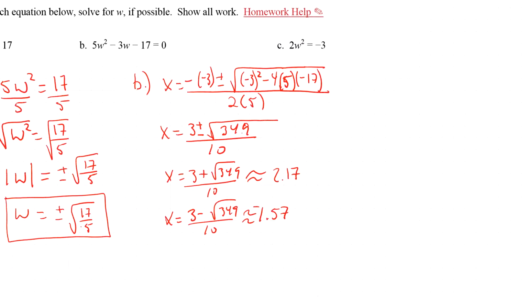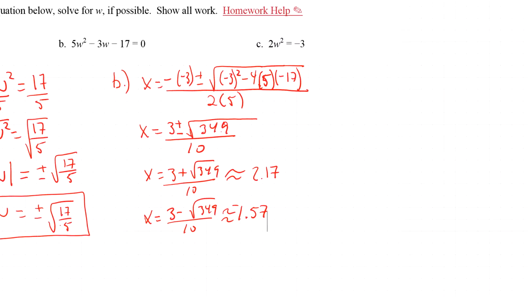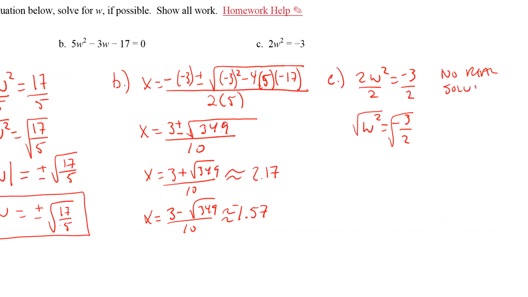All right, so now the last problem we have here, C, they want us to solve 2w squared equals negative 3. And so when you solve for this, you divide by 2, and then we see w squared equals negative 3 halves. So in solving for w, I'm going to take the square root of both sides. So there are no real solutions in this problem.